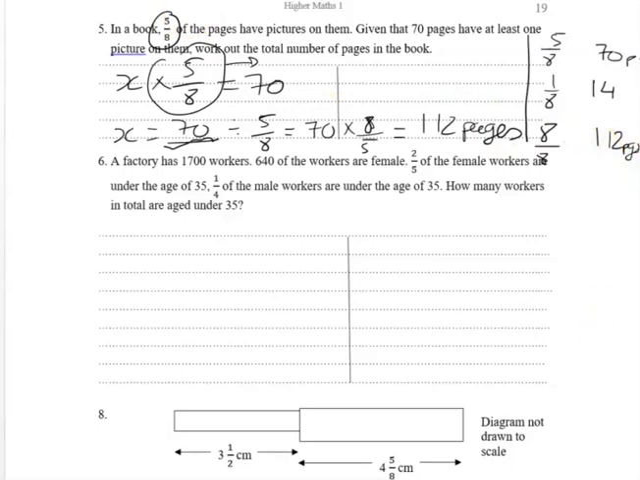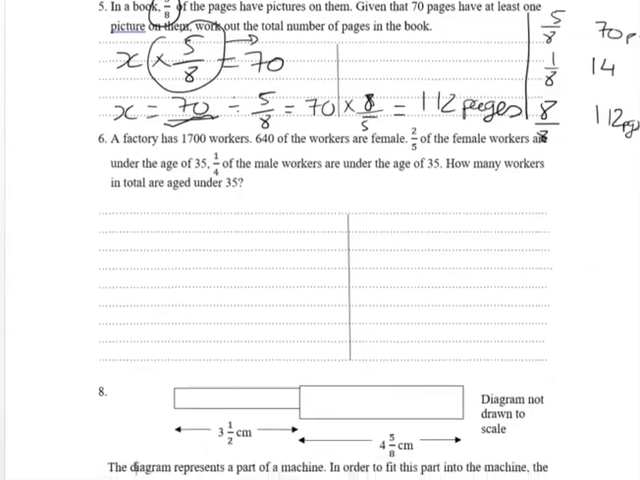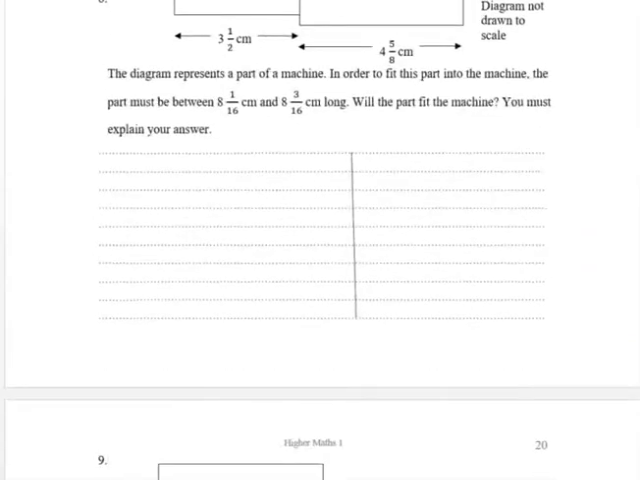So now question number 8. The diagram represents a part of a machine. In order to fit this part into the machine, the part must be between 8 and 1/16.